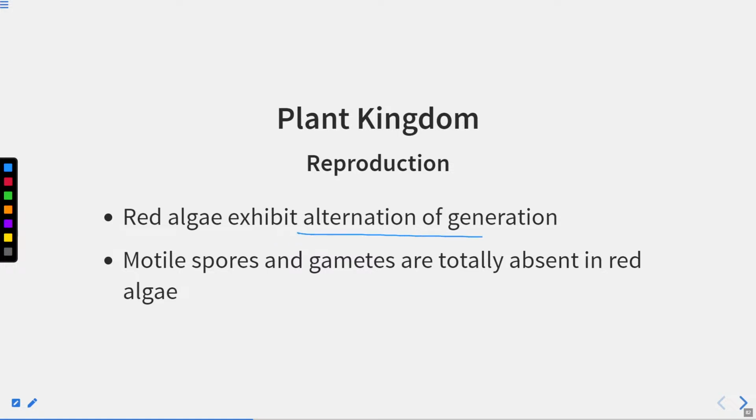Red algae exhibit alternation of generation, meaning they show the haploid structure as well as the diploid structure. Motile spores and gametes are totally absent in the red algae. This is a very important point, and many times it has been asked in the examination.